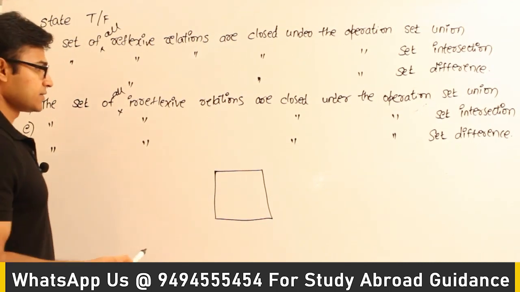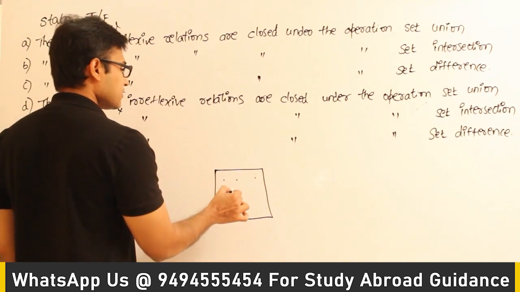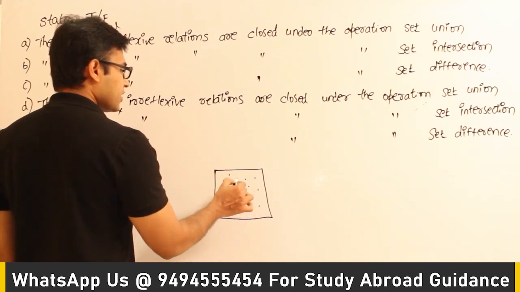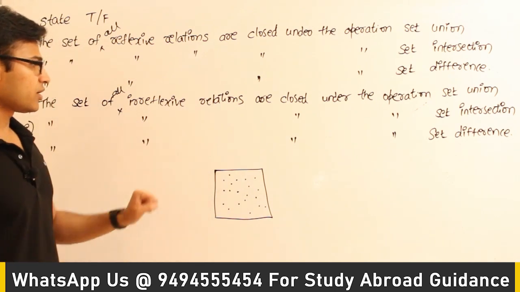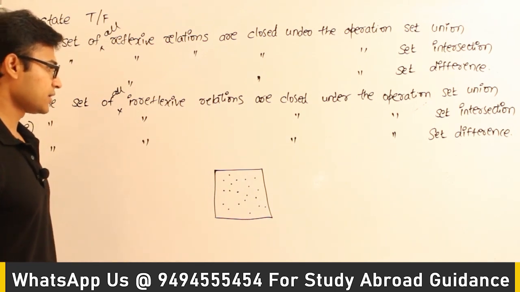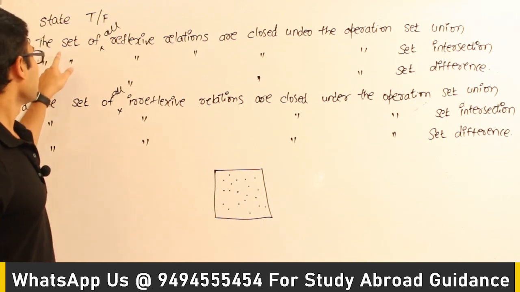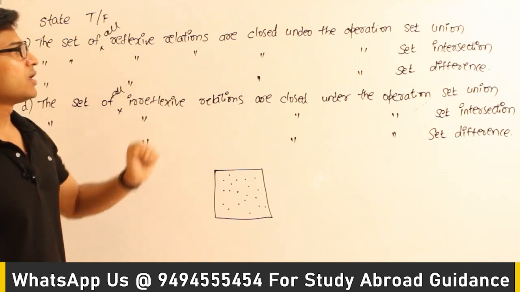So what they mean is, if this is the set containing all the reflexive relations, right? So these are all the dots. Each dot is a reflexive relation, and this is the set of all reflexive relations. Now they are asking, what can you say about this operation? The set of all reflexive relations are closed under set union.